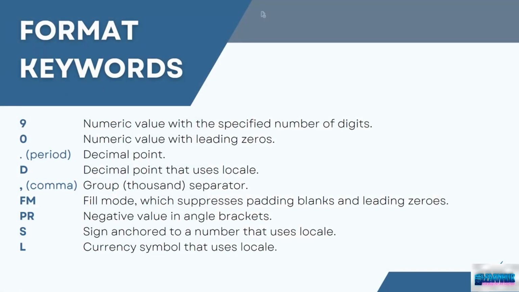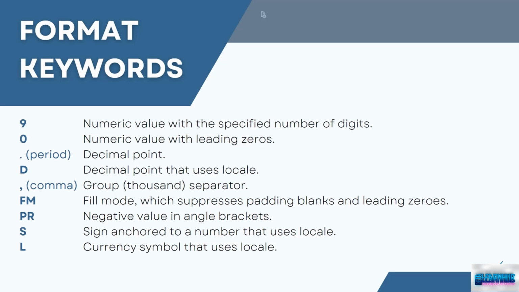The following keywords can be used in the format. These can also apply to the to_char function. 9, numeric value with the specified number of digits. 0, numeric value with leading zeros. Period, decimal point. Capital D, decimal point that uses locale. Comma, group thousands separator. FM, fill mode, which suppresses padding blanks and leading zeros.